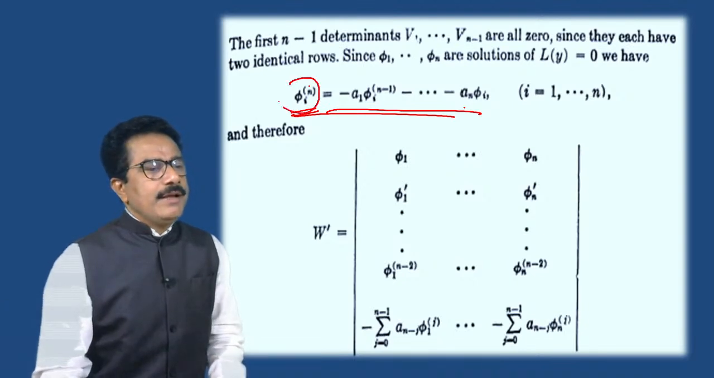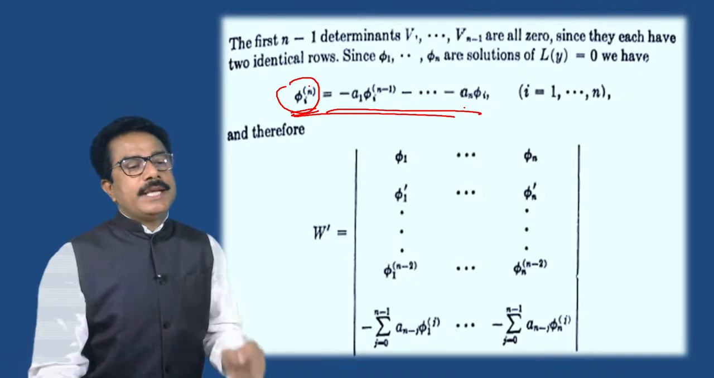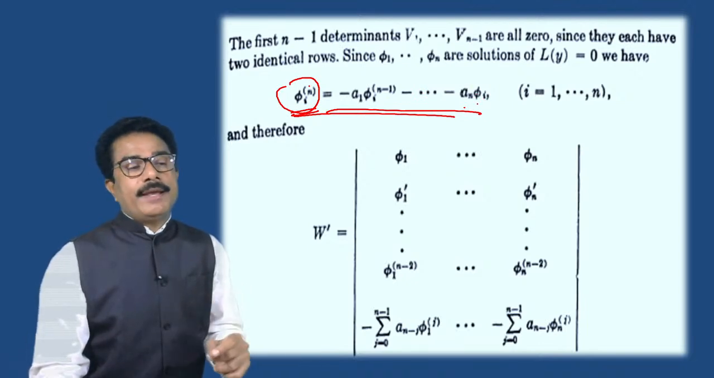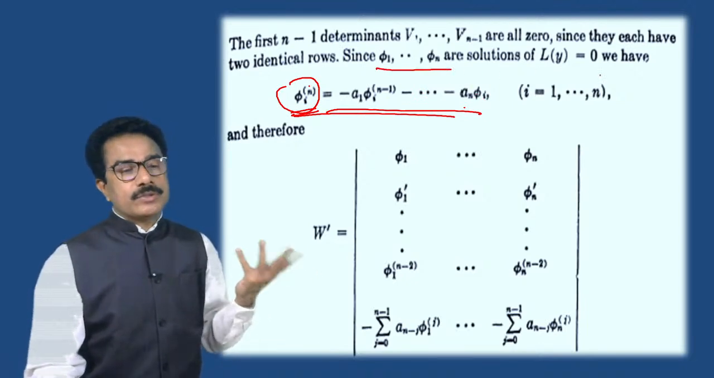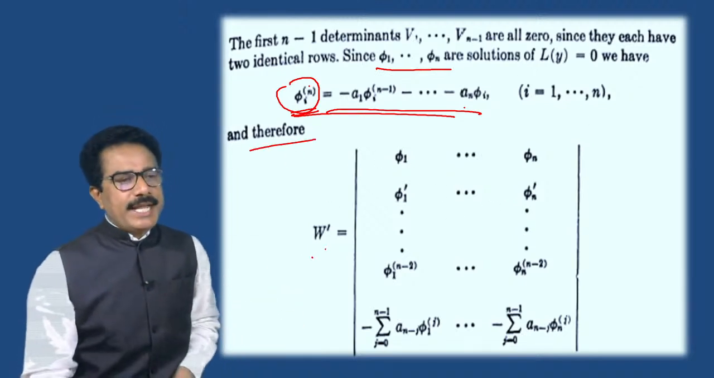We can write phi_i raised to n as minus a1 phi_i raised to n minus 1 minus a2 phi_i raised to n minus 2, dot dot dot, minus an phi_i, because phi 1, phi 2, phi 3 are linearly independent solutions. Therefore, we get the Wronskian dash.